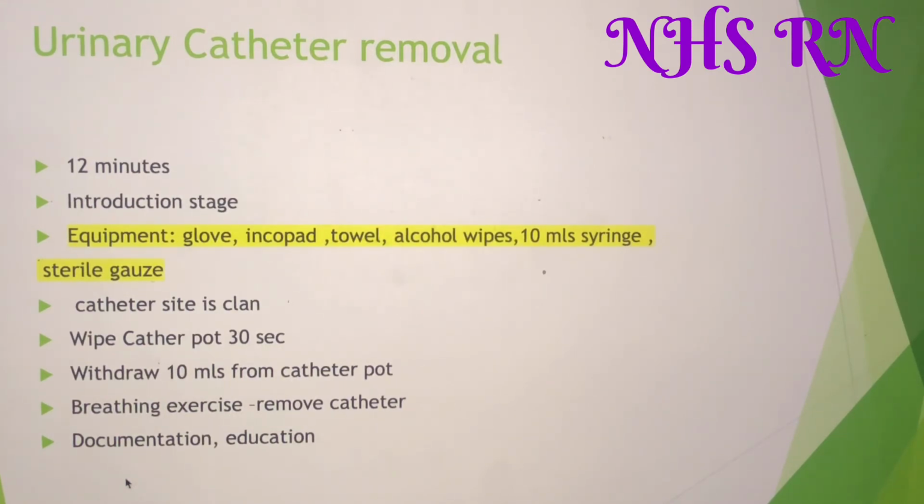Just clean the catheter area, then wipe the port for 30 seconds, leave it for 30 seconds to dry, and withdraw 10 ml from the catheter port. Then ask the patient to take a deep breath. By that time you remove the catheter and put it in the clinical waste bin, then give education to the patient, then document it.